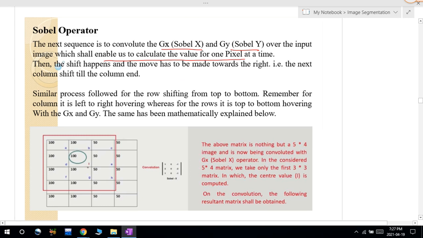Once I consider only this 3 by 3 matrix, because Sobel x is 3 by 3, I will convolve with the 3 by 3 part of the image, and after completion of this one, again I will shift to the right side, and after the entire image is over in the right direction or x direction, I will do one step down, and I will again repeat this process. So this process is repeated, and at each point we will change the central pixel. A similar process of row shifting from top to bottom will also happen. Remember, for columns it is left to right hovering, whereas for rows it is top to bottom. So this is done by using this gx and gy.